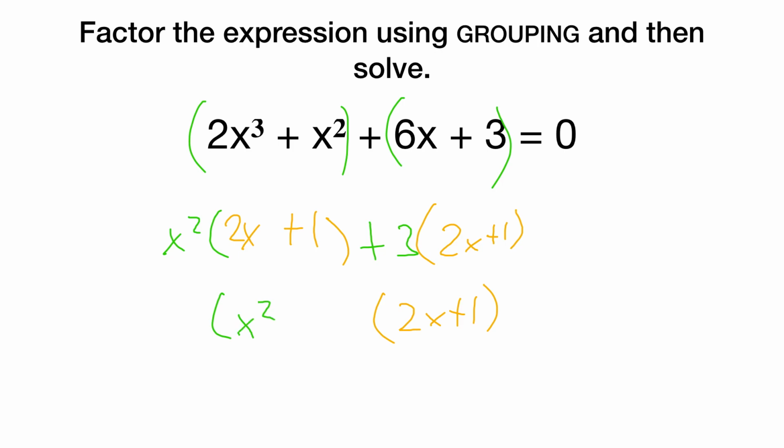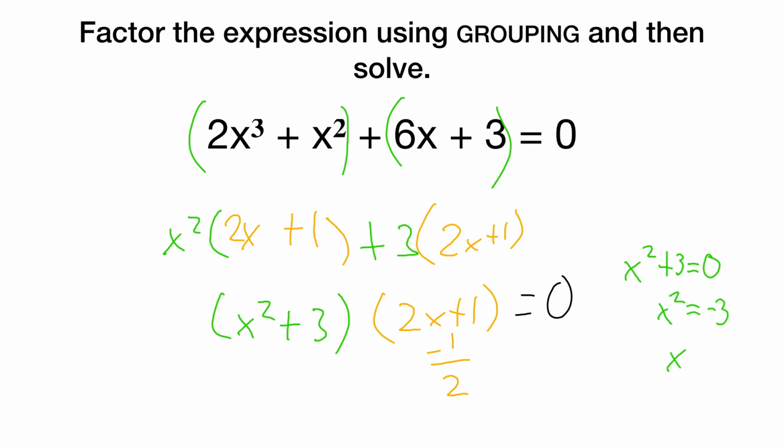So, x squared plus 3, and all this equals 0. Now, first, the yellow part, remember, negative constant over leading coefficient. So negative 1/2. Now, x squared plus 3 equals 0. That means x squared would equal negative 3. That means x equals plus or minus the square root of negative 3, or plus or minus i square roots of 3.